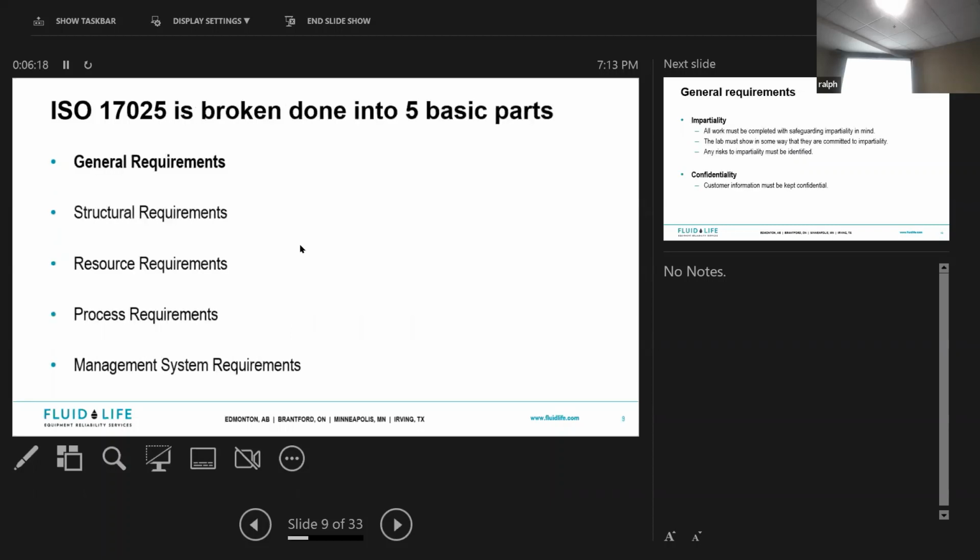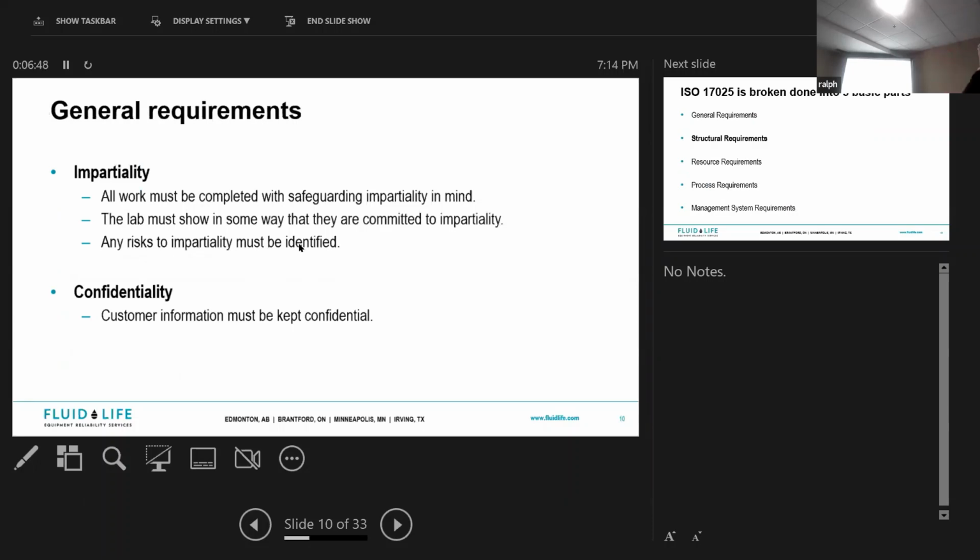The good thing about ISO 17025 is that the new one, from 2017, is different. The old one was very prescriptive. It would say you need a quality manual, you need a quality manager, and you need this. Now it's a little bit more open-ended so that the labs have a little bit more freedom to choose how they implement these shall statements in their procedures. So it's five basic parts: general requirements, structural requirements, resources, processes, and management requirements. We'll go through each one of these a little bit.